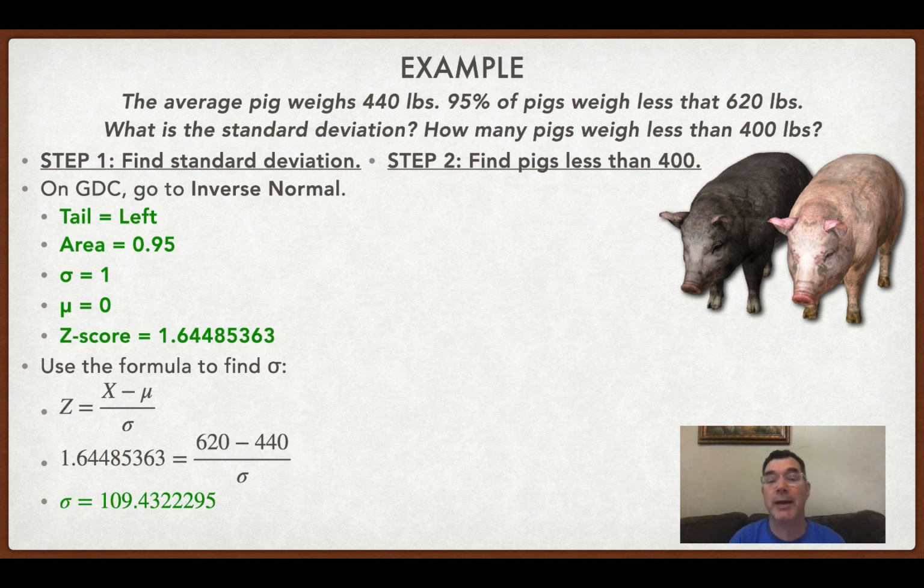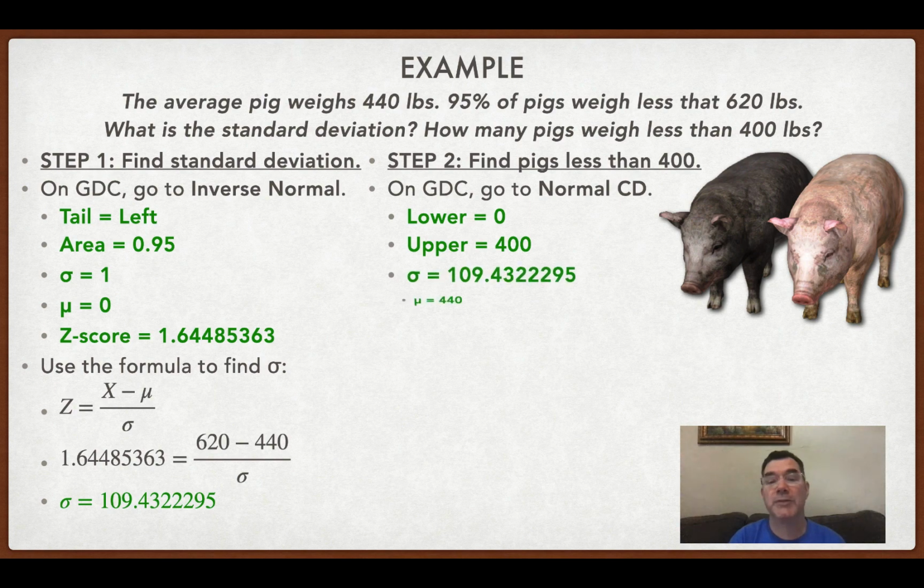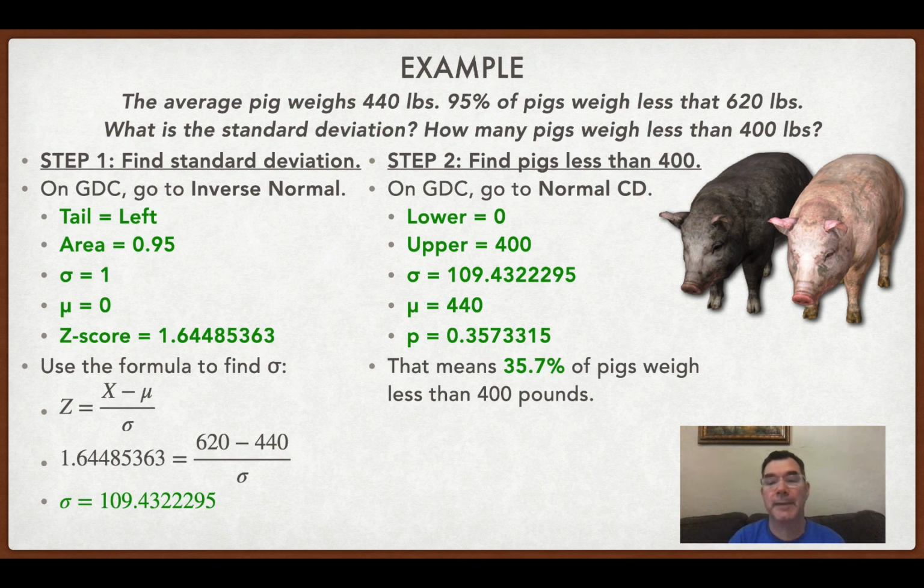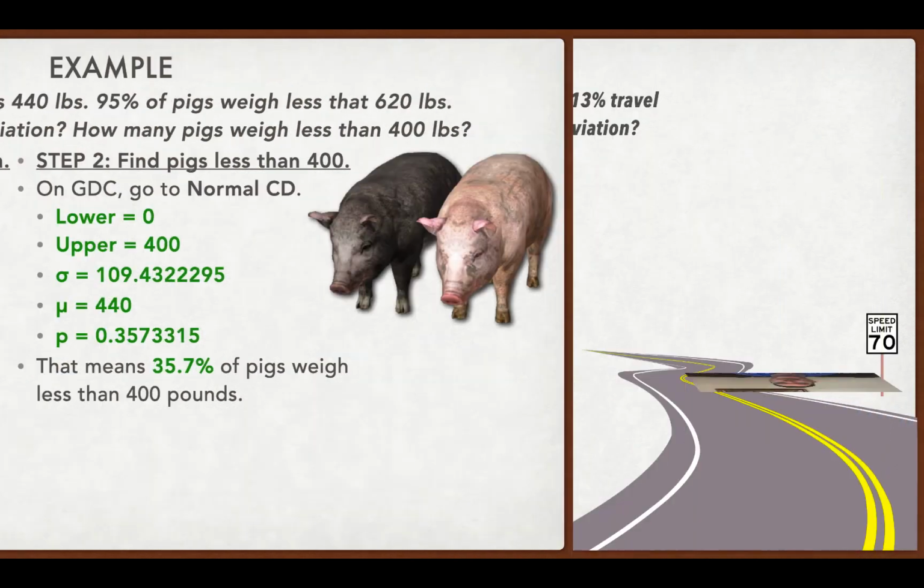All right, so now I can figure out the second part. Now I can figure out how many pigs weigh less than 400. So now I'm doing what I would normally do, and I go to normal CD instead of inverse normal. My lower is 0, my upper is 400, and I now use my sigma, which I now know. I use the mu, which I already knew, and my calculator says that the probability is 35.7%. Okay, that's how many pigs weigh less than 400 pounds.